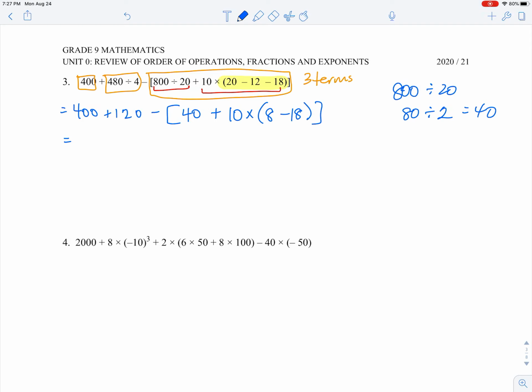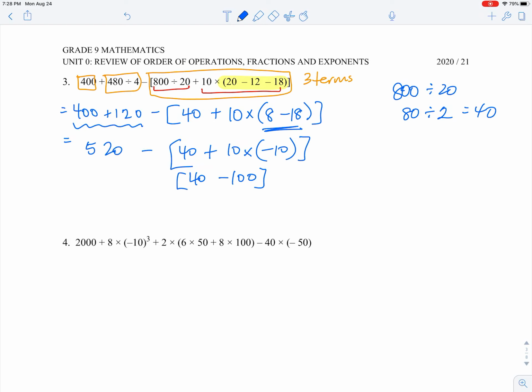I'm going to stick around with this though. 8 minus 18 right here is going to give me minus 10. So I'm going to have minus 10 times 10 with a whole 40. Minus 10 times 10 is going to give me minus 100. So I'm going to have 40 minus 100. Up front, I had the 40 plus 120, so that's 520 minus all that. So still 520 minus all that.